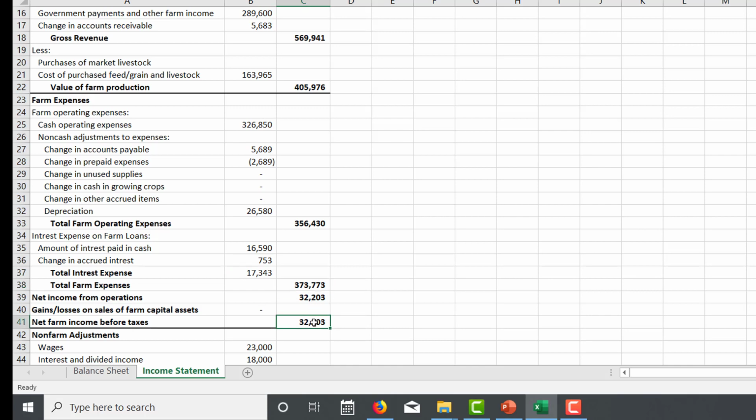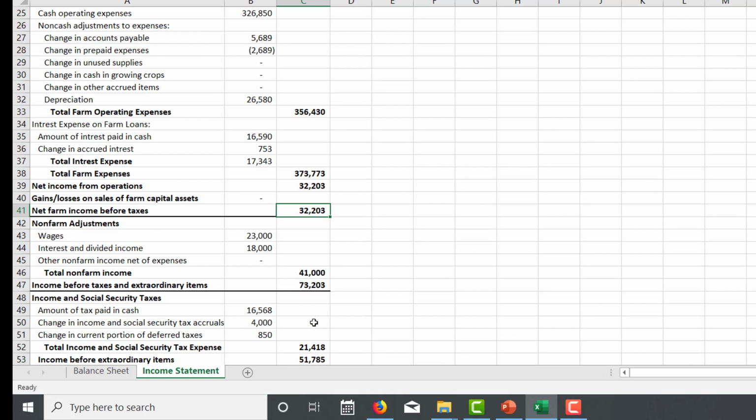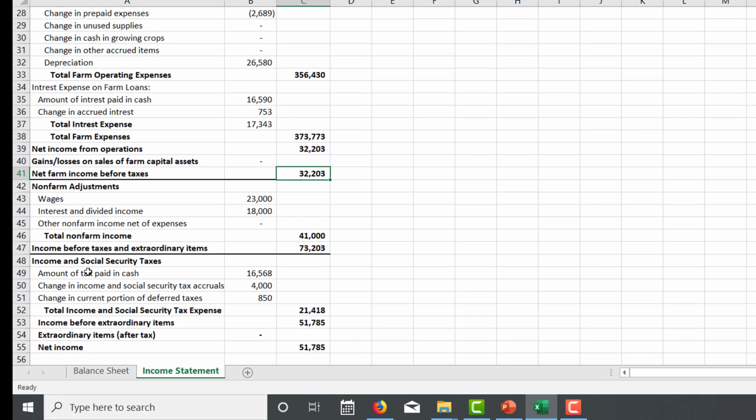We calculate profit before taxes, and then we take the taxes out and figure out profit after taxes separately. And because this is a farm that could be an entire household, there is a section for non-farm adjustments to our incomes and expenses. So there you go. That's a more complicated income statement or profit and loss statement for you to kind of have a look at.